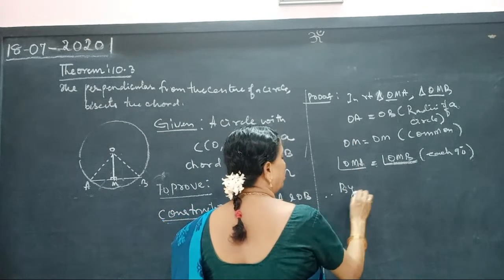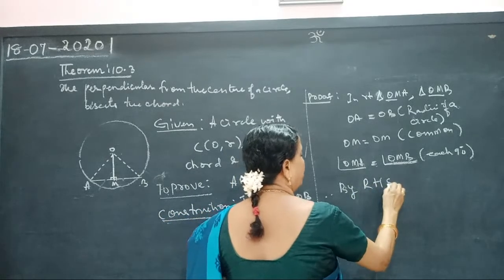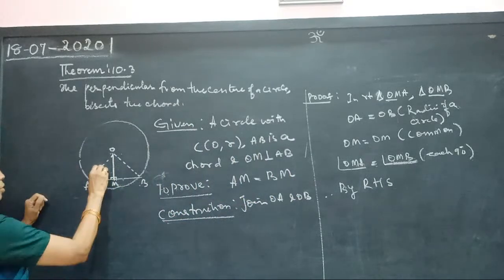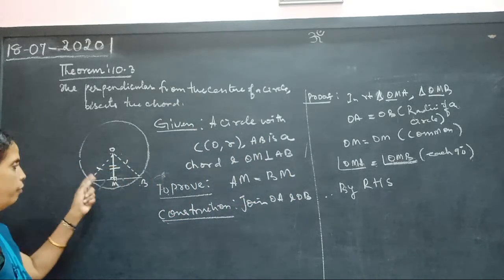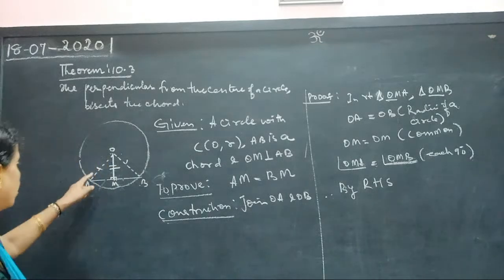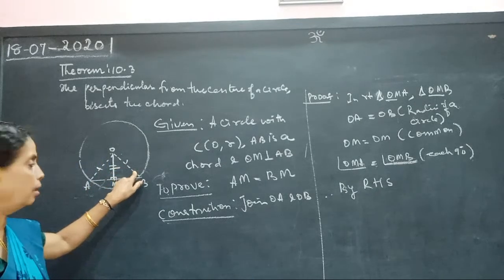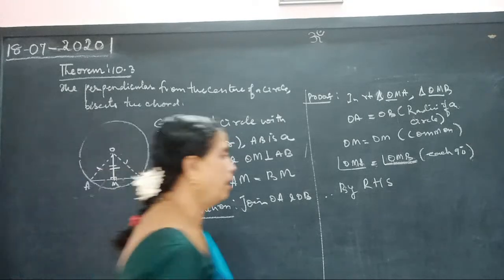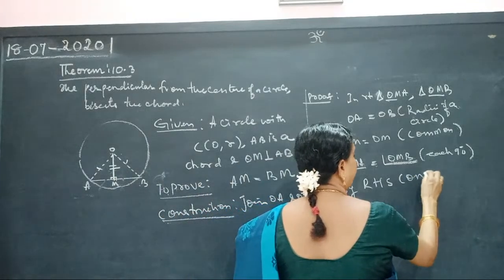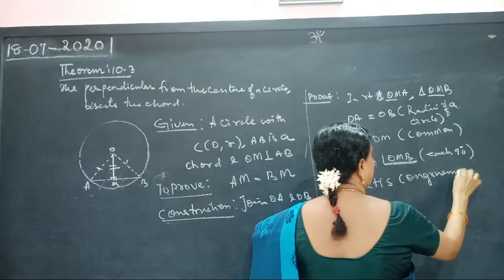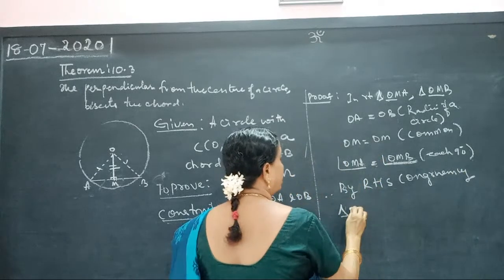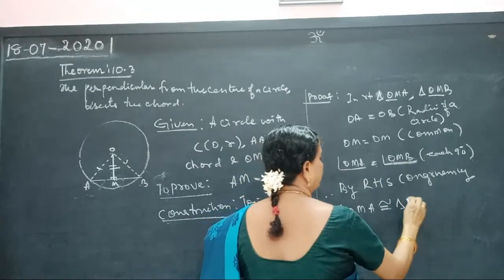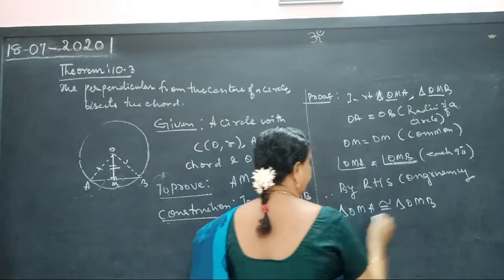Therefore, by RHS, right angle hypotenuse side. This is right angle hypotenuse side. This is the common side for both the triangles. These two are radii of the circle. This is 90 degree, right angle, hypotenuse, side. By RHS congruency, triangle OMA is congruent to triangle OMB.